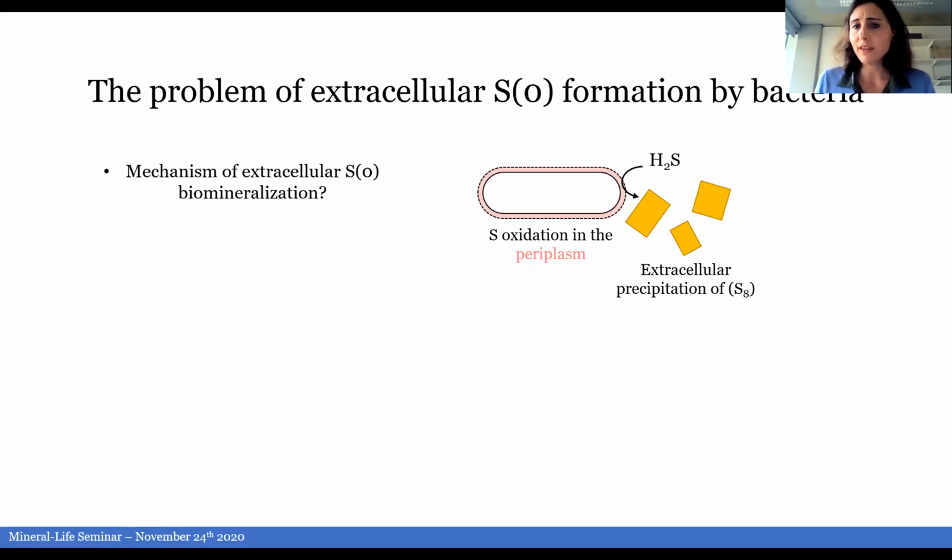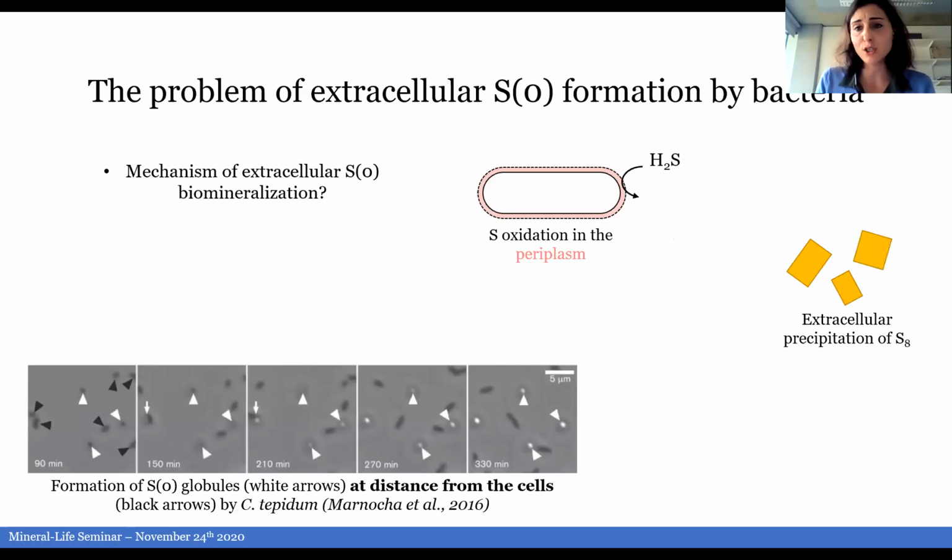If you look at all the enzymes that the bacteria need to oxidize, let's say, sulfide to elemental sulfur, they are located within the periplasm, so within the cell wall. However, extracellular sulfur precipitates outside of the cells. So here we have a problem with the location of the two processes. And it was even shown recently that extracellular sulfur can precipitate at a distance from the cells.